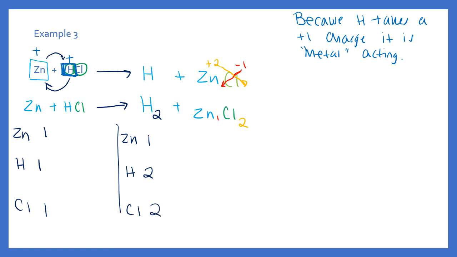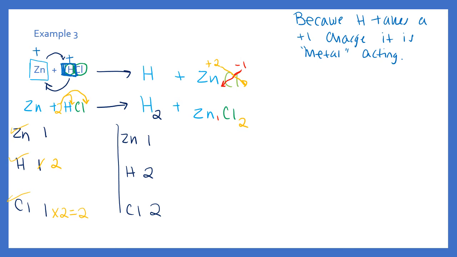So I need to make my chlorines 2 by multiplying by 2. Put a big 2 out front. 2 times the 1 hydrogen makes that a 2 as well. 2 times the 1 chlorine makes that a 2. So I've got 1 zinc, 1 zinc. Good. I've got 2 hydrogens, 2 hydrogens. Good. 2 chlorines, 2 chlorines.